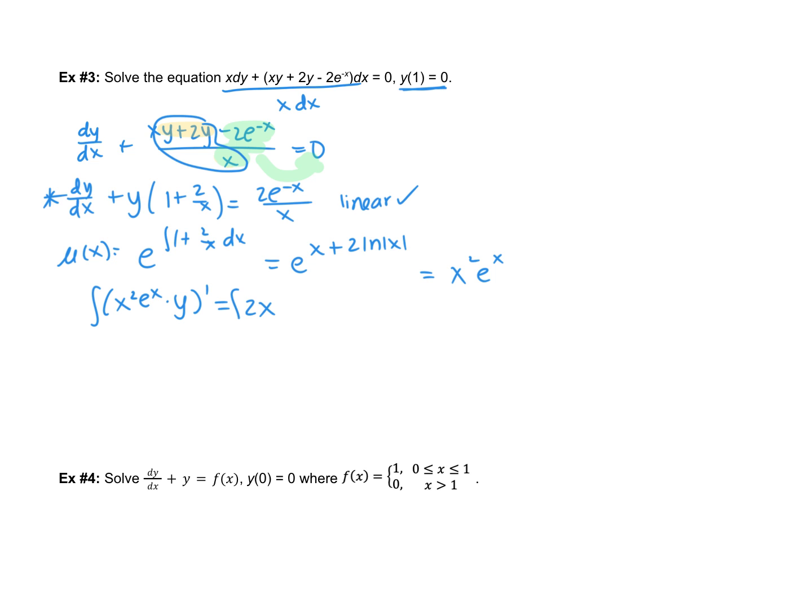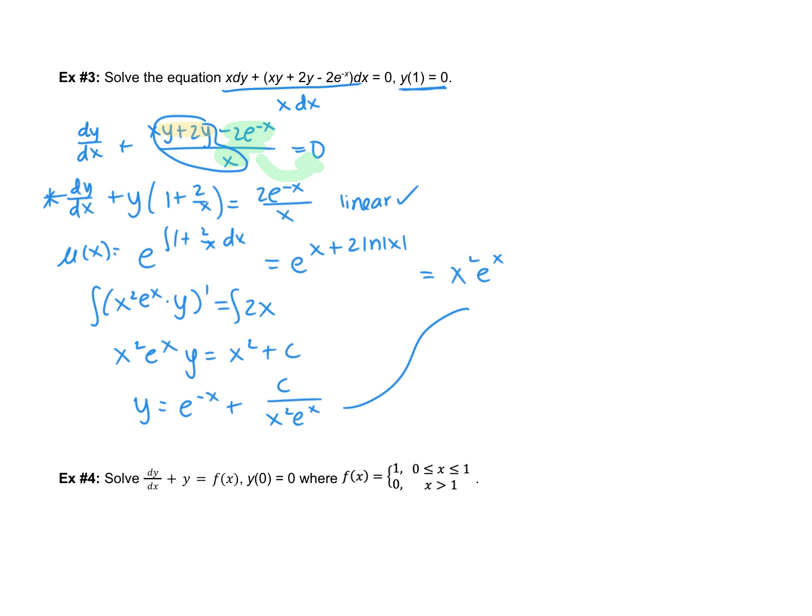Integrating then, we get x squared e^x times y is equal to x squared + c. Can we solve for y? Yes, of course we can. When we do, we get y equals e^(-x) times (x squared + c) divided by x squared e^x.